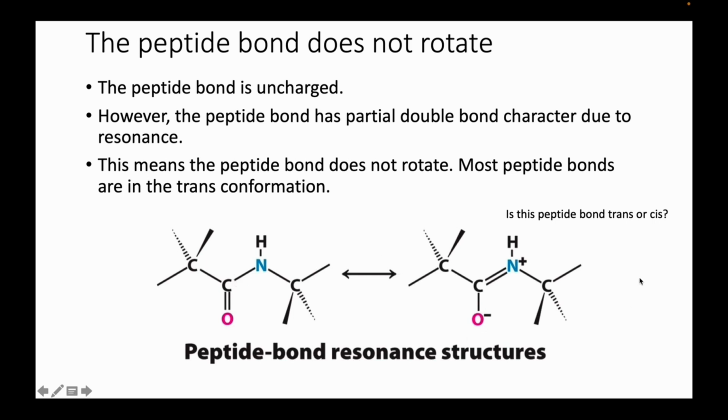So let's take a look at this one to start. Is this peptide bond in cis or is it in trans? So let's look for our bigger substituents here. So here's our bigger substituent, and on the other side, here's our bigger substituent. These are on opposite sides, so this peptide bond is in trans.